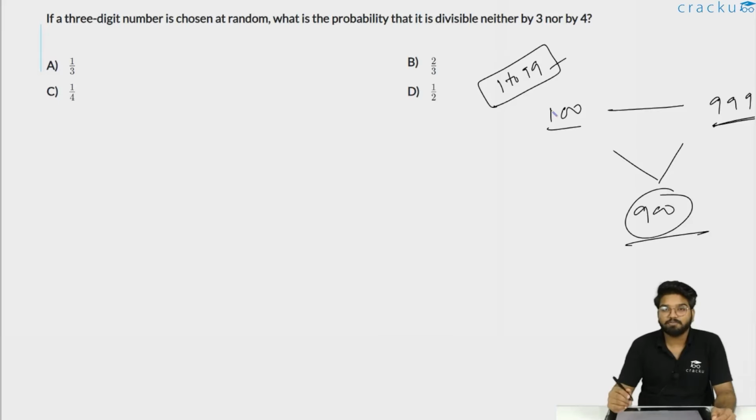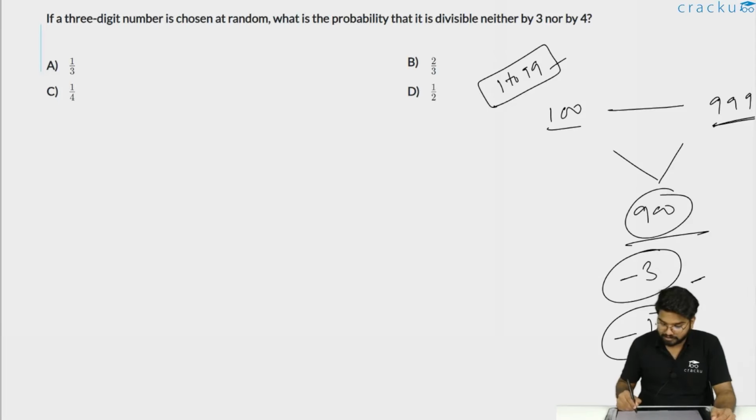Now from that we have to remove first all the numbers which are divisible by 3. Then we have to remove all the numbers which are divisible by 4. Now in this most of the people miss out one point, that there would be some numbers which are divisible by 3 as well as 4. So those numbers would have been subtracted twice. So we have to add them back as well. So we'll do all that first.